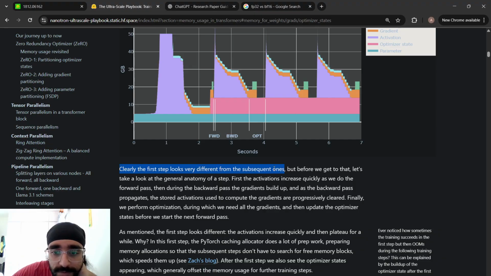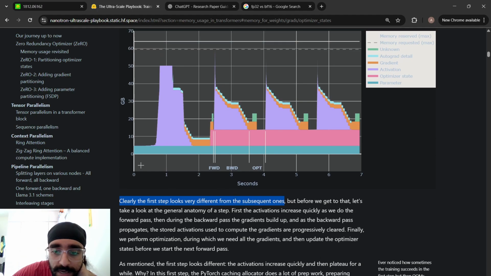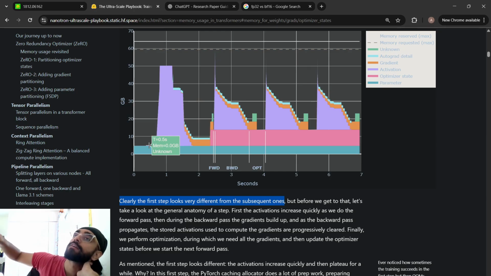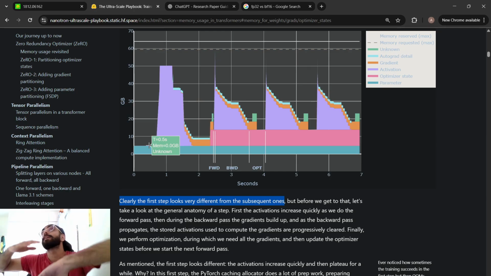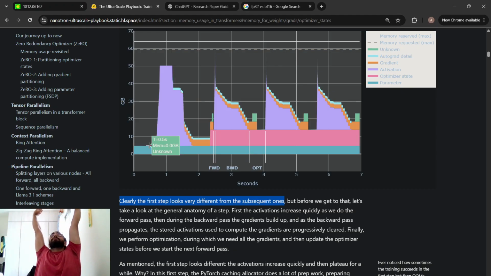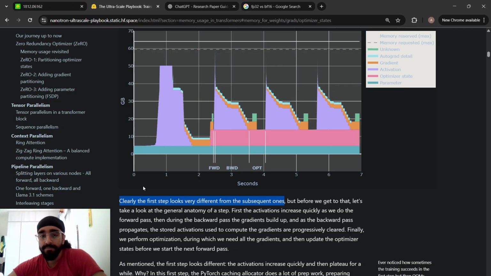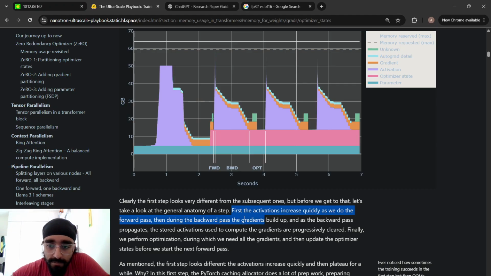Yeah, the first step looks very different from the subsequent ones, but before we get to that, let's take a look at the general pattern. First, the activations increase quickly. Yeah, because as we discussed, while doing the forward pass, we need to store the intermediate tensors for the backward pass. So as we keep going forward in the forward pass, we keep building up these intermediate tensors in the memory. So that's why the memory keeps going up.